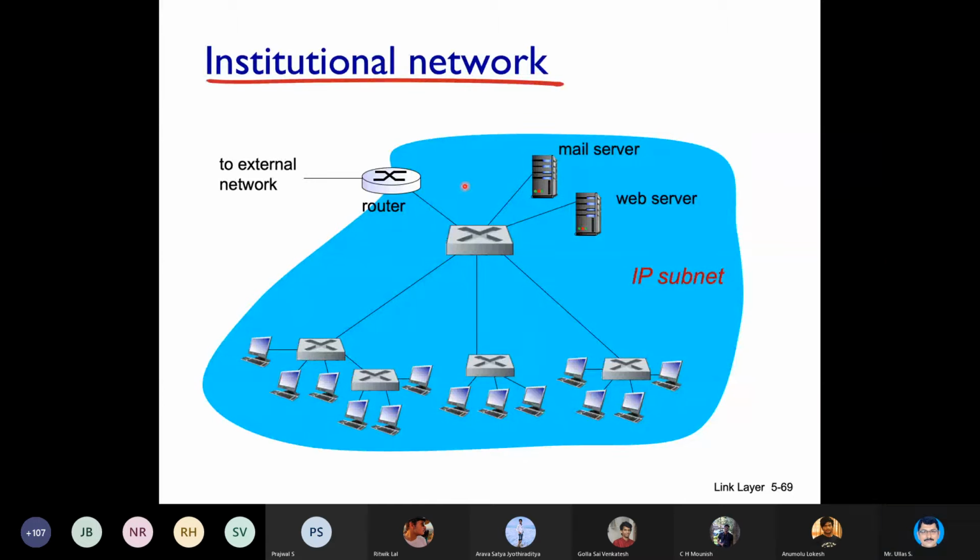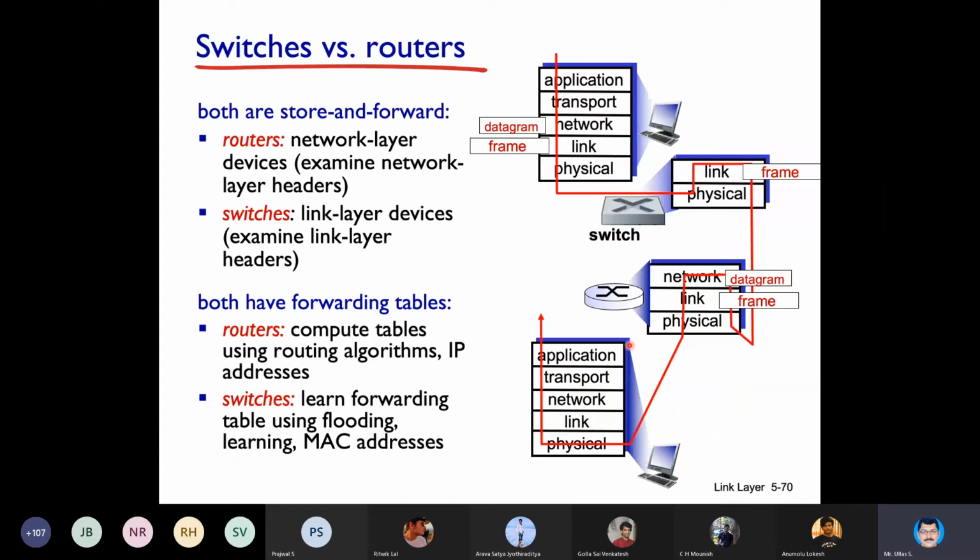So an institutional network looks like this. There will be mail servers, there will be servers, etc. And you can understand that each one of our individual labs. Okay. So that's how it works. Now, switches versus routers. Please go through this slide. I have already explained all these points.